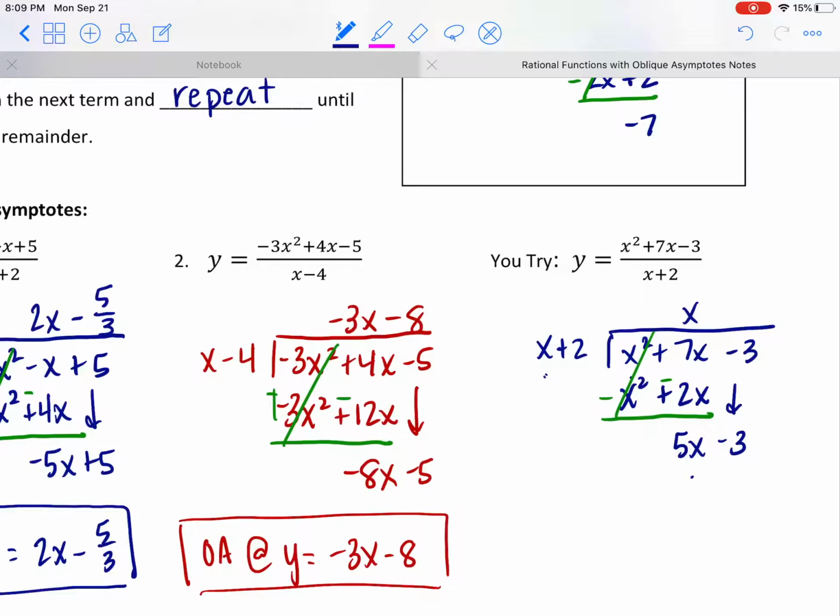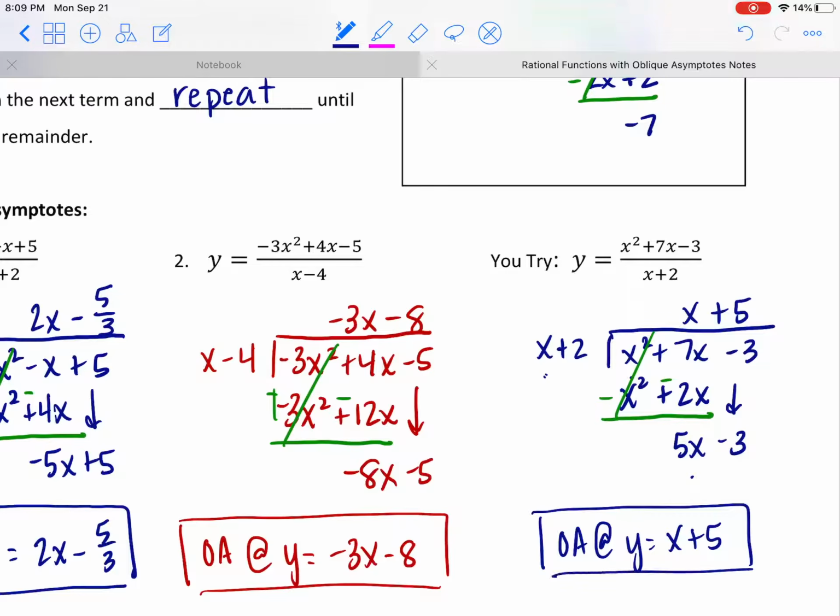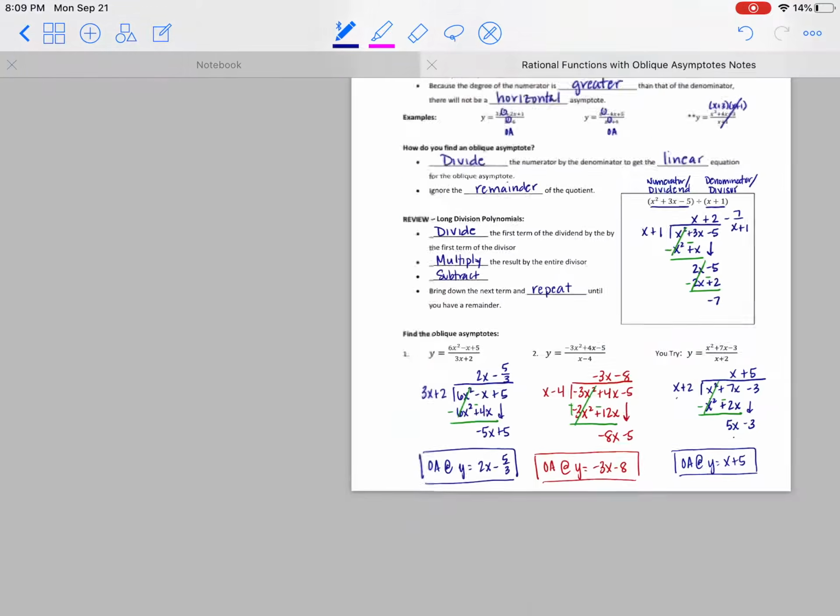And now I just have to divide the 5x by x. 5x divided by x is going to give me a positive 5. And that's it. Don't have to go any further because I have the equation for my line. So oblique asymptote at y equals x plus 5. And again, all could be confirmed with Desmos.